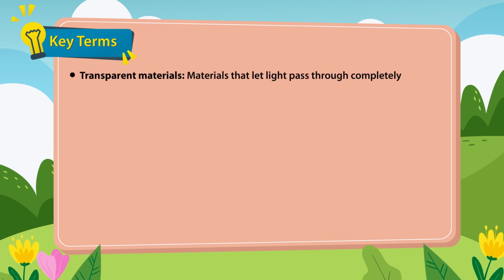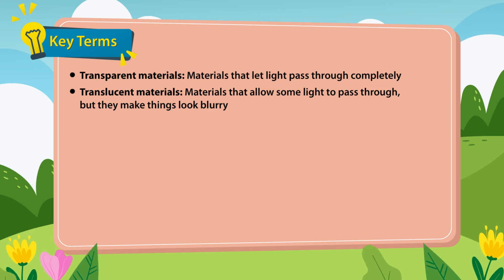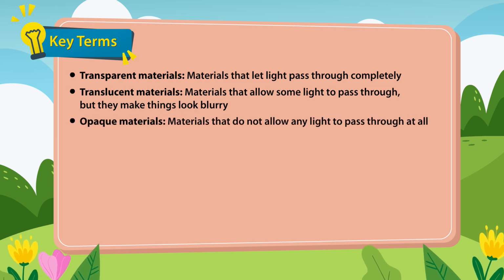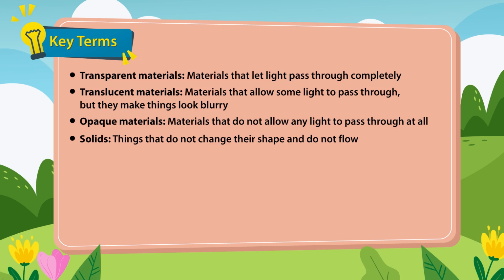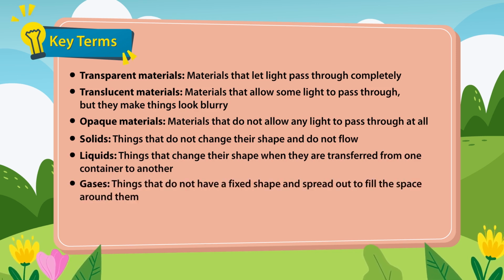Key terms. Transparent materials: materials that let light pass through completely. Translucent materials: materials that allow some light to pass through, but they make things look blurry. Opaque materials: materials that do not allow any light to pass through at all. Solids: things that do not change their shape and do not flow. Liquids: things that change their shape when they are transferred from one container to another. Gases: things that do not have a fixed shape and spread out to fill the space around them.